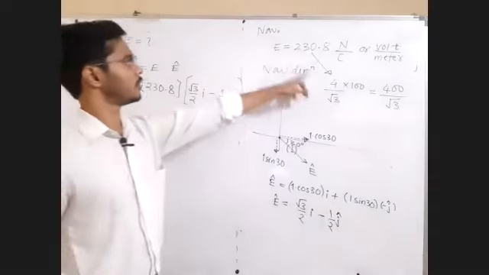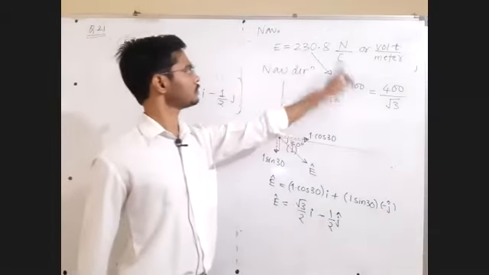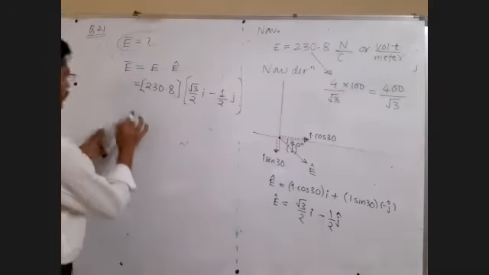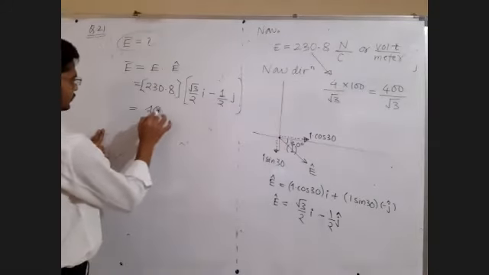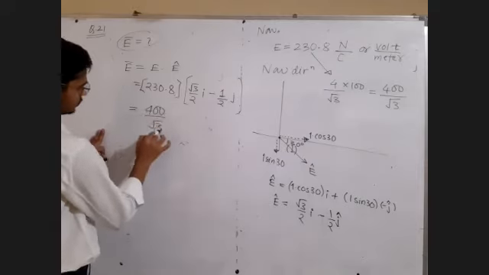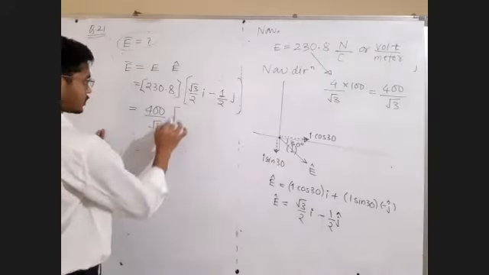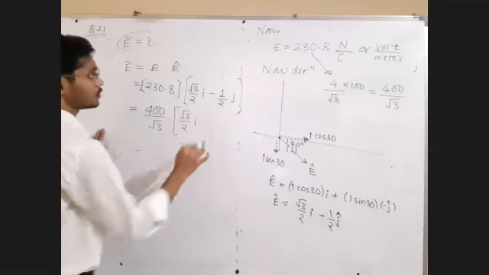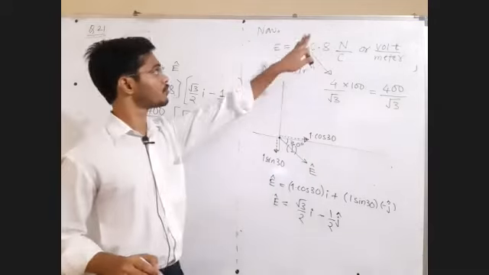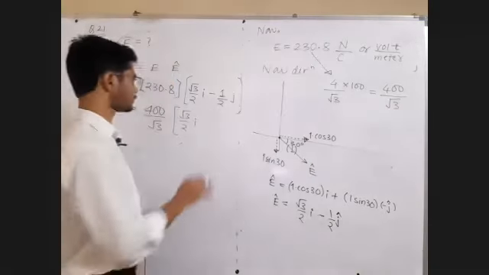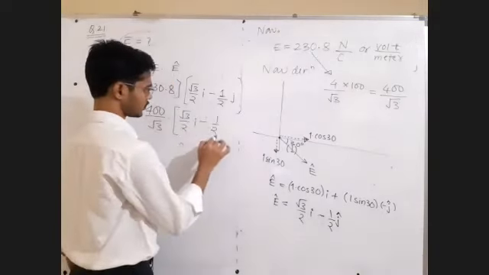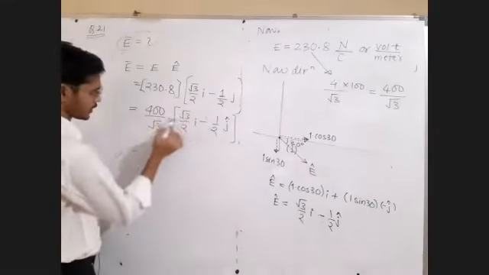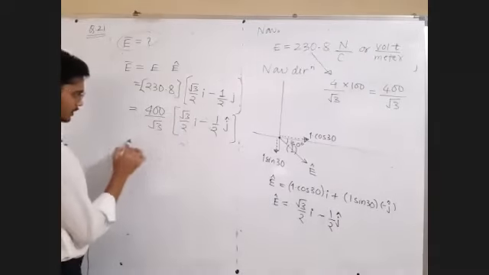Okay, the calculation we did was 230.8. They have kept it 400 upon root 3. We could have done the same. That is, we have to look at the options and then only see whether we have to do the exact calculation or not. Minus 1/2 into z cap. Now this 400 can be taken inside, root 3 can be taken inside.